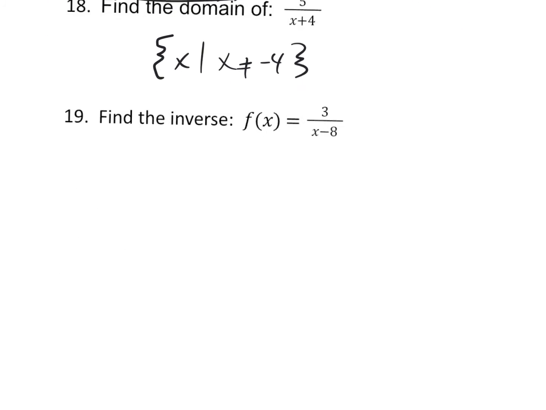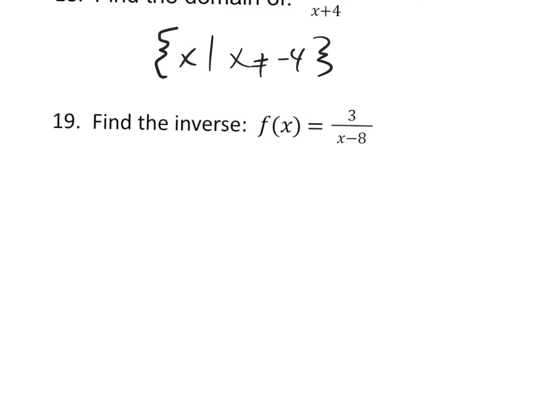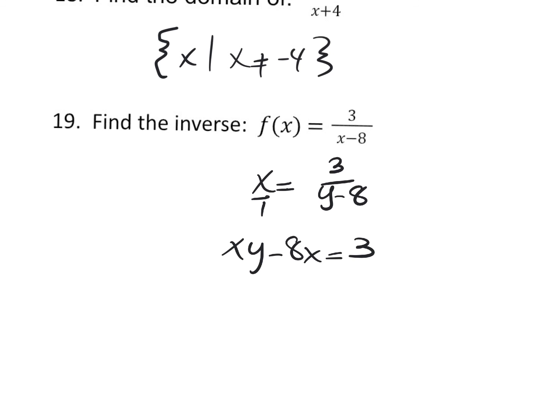Number 19, and the last one. 19, find the inverse. Remember, take the x and y's and switch them. So I'm going to put the x over here and the y over here. After you switch them, you got to get the y by itself. So what I'm going to do here is I'm going to act like that's x over 1. Going to cross multiply x times y and x times 8. And multiply the other way and just get 1 times 3 is 3.